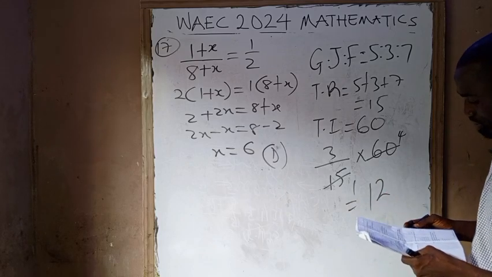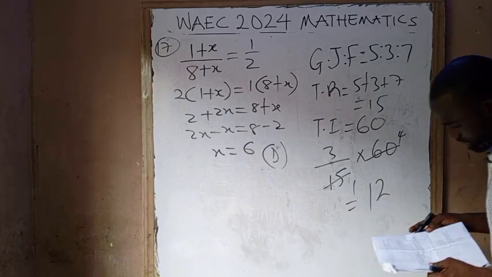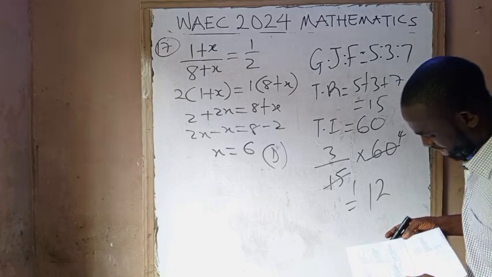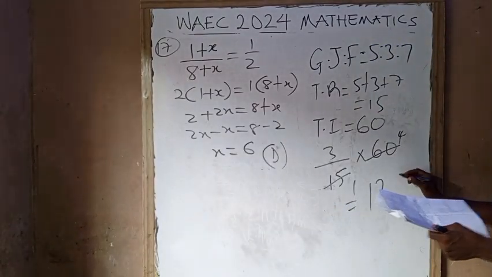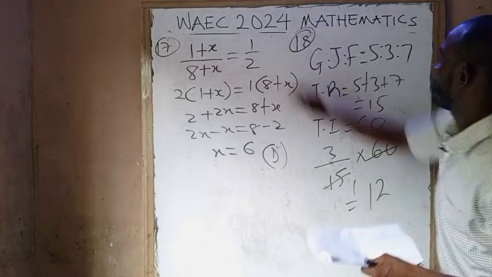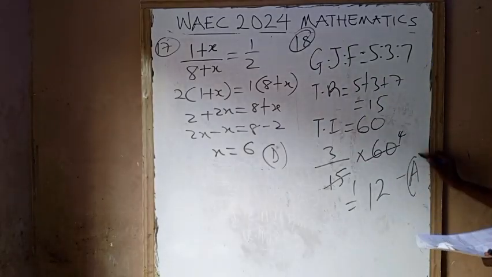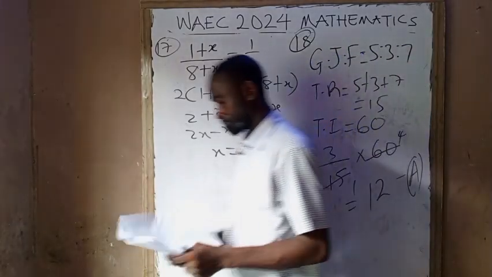12 oranges. Just now we received 12 oranges. That is option A. So the correct answer to number 18 is option A. So let's go to number 19.